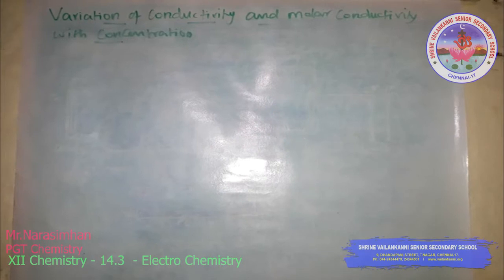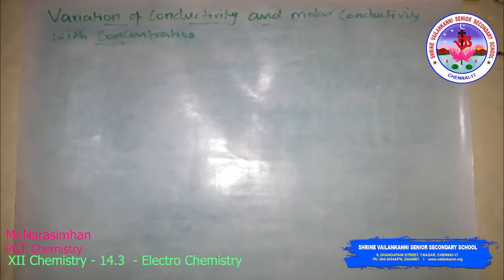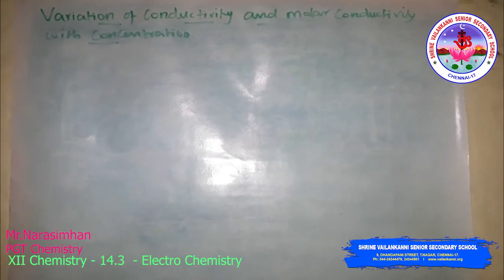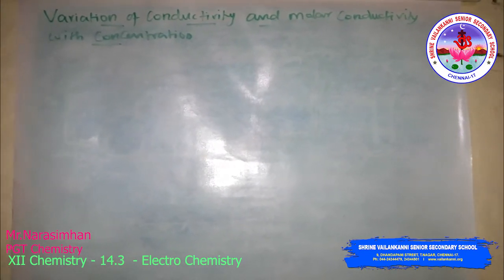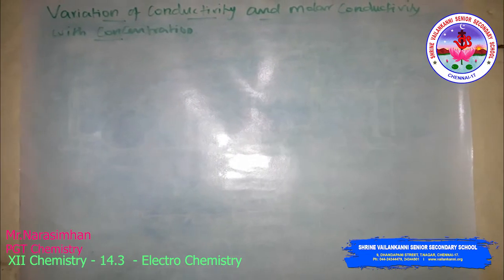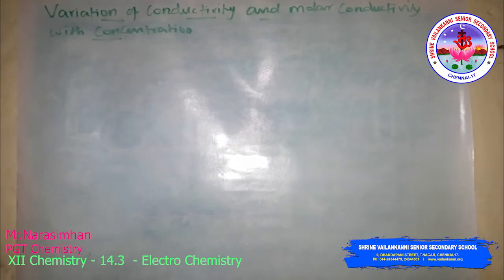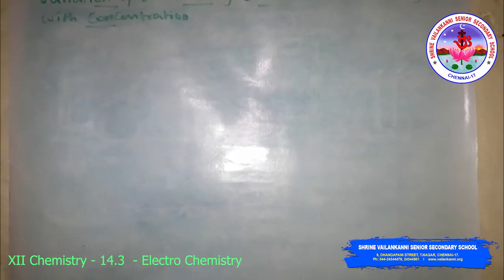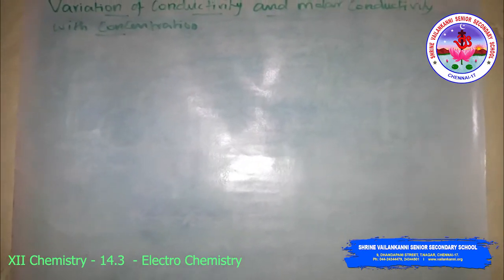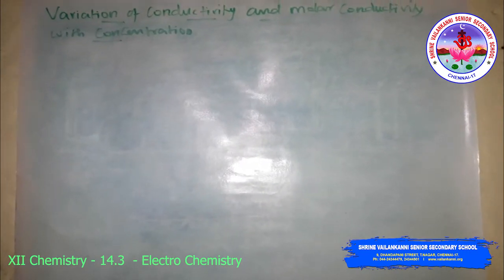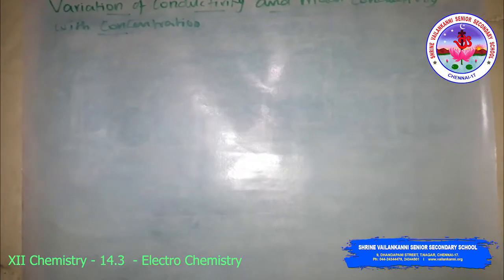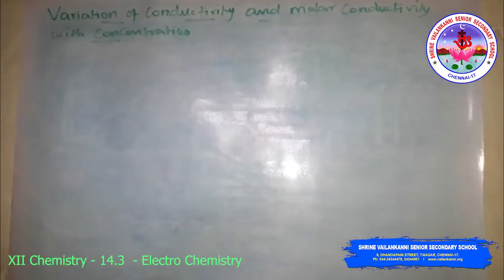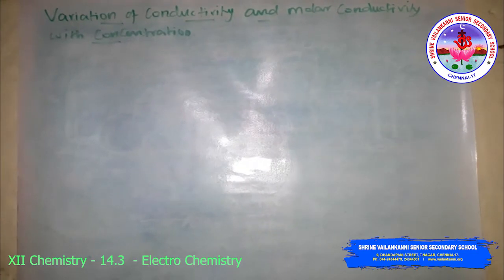Variation of conductivity and molar conductivity with concentration. Both conductivity and molar conductivity change with the concentration of the electrolyte. The conductivity always decreases with decrease in concentration, for both weak and strong electrolytes. This can be explained by the fact that the number of ions per unit volume that carry the current in a solution decreases on dilution.